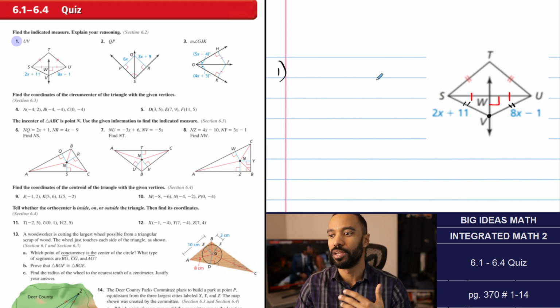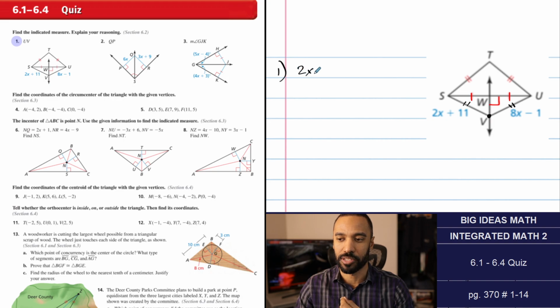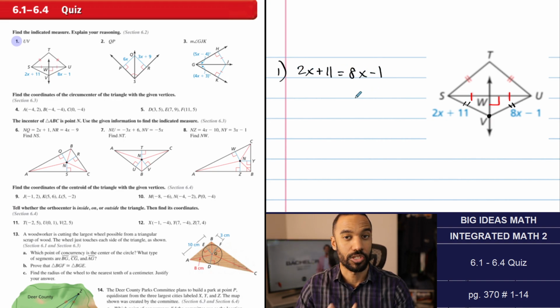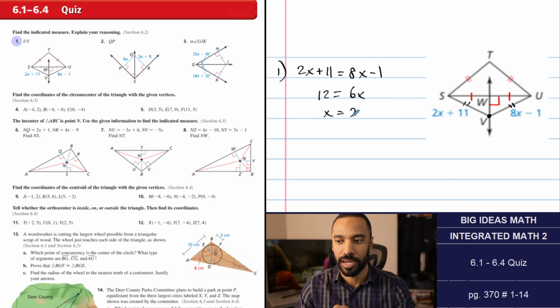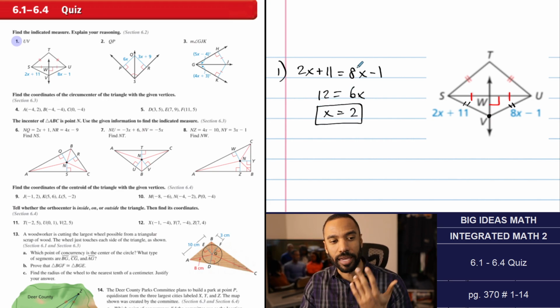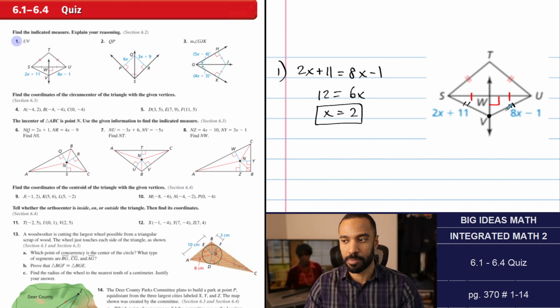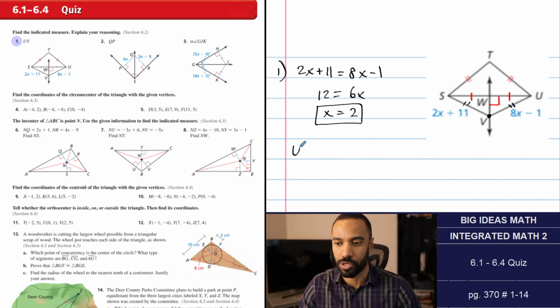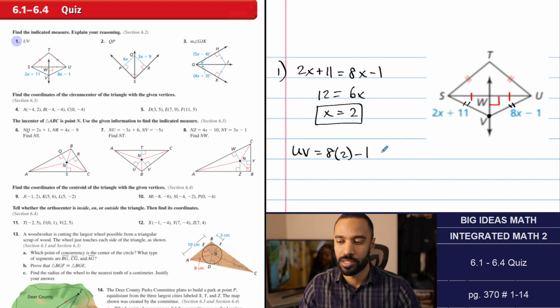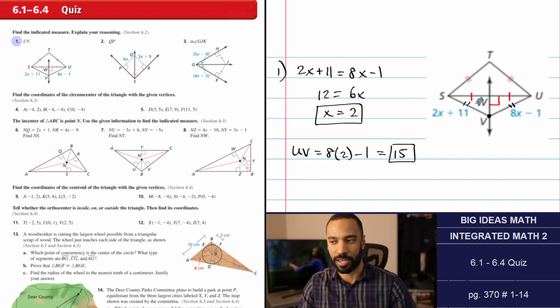Therefore, what we can do is set 2x plus 11 equal to 8x minus 1. Let's solve for x. Subtract 2x from both sides, add 1 to both sides. Divide both sides by 6, we get x equals 2. Now that gets x. The length of segment UV is by substituting 2 for x into there. So UV would equal 8 times 2 minus 1. 16 minus 1 gives you 15. 15 units in length is UV. That would also be the same for SV.